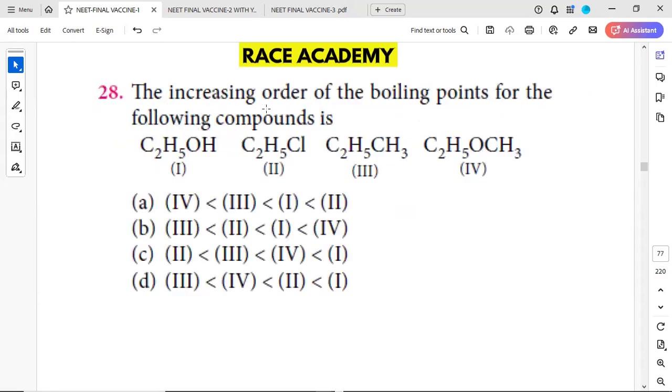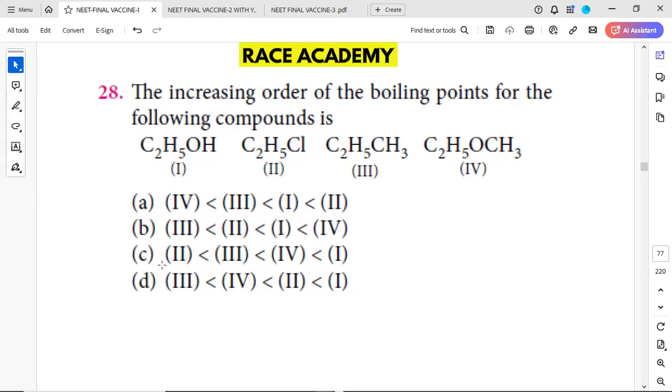Next, 28. The increasing order of the boiling points for the following compounds. You observe, first one is alcohol, second one is haloalkane, ethyl chloride, then we have propane, and we have ether. From this we understand that alcohols have higher boiling point due to hydrogen bonding. In C and D only we have such a difference, and that can be easily understood when alcohols and ethers are there. They have higher boiling points than their haloalkanes and alkanes.